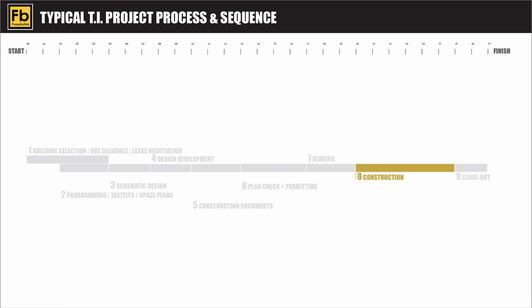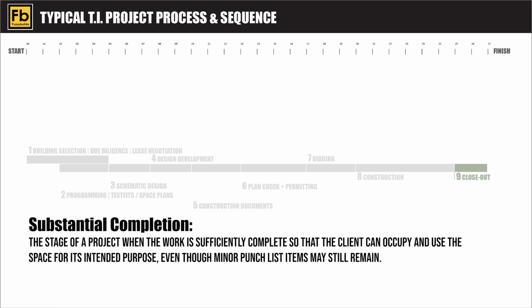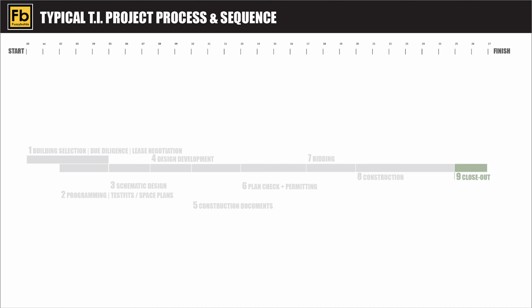When construction is completed, we go into the final stage, which is closeout. Remember, construction is not truly complete until the architect determines that the project is substantially complete. During this phase, final inspections are completed, punch list items are addressed and closed out, final approvals and sign-offs are obtained. The project team also collects and turns over all the closeout documents to the client and landlord.